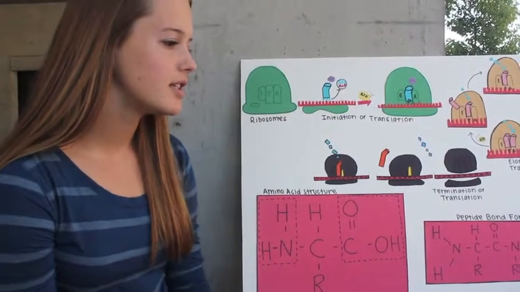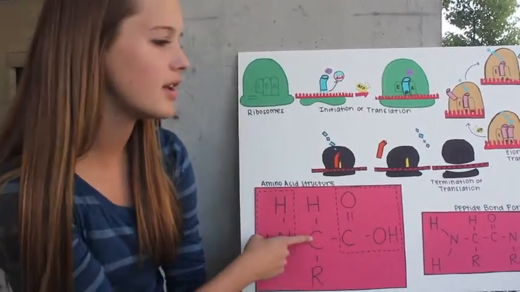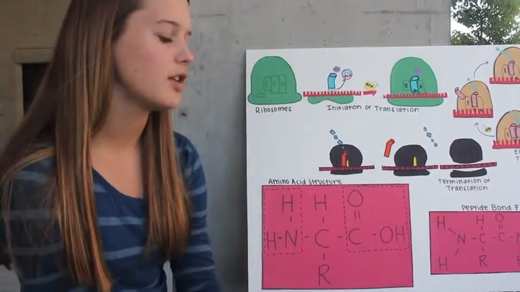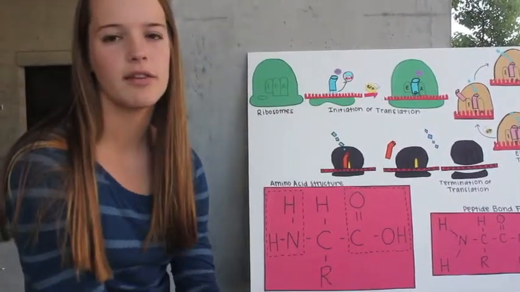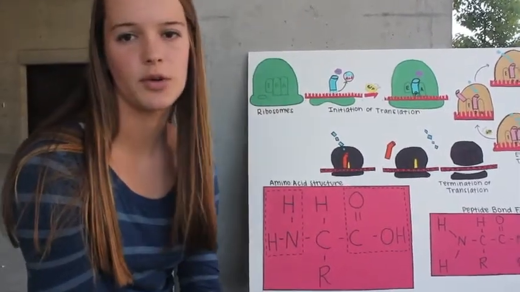For amino acid structure, there's the amino group, the carboxyl group, the central carbon, the hydrogen, and the R group, which determines which amino acid it is out of the 20, and there are 20 amino acids total.